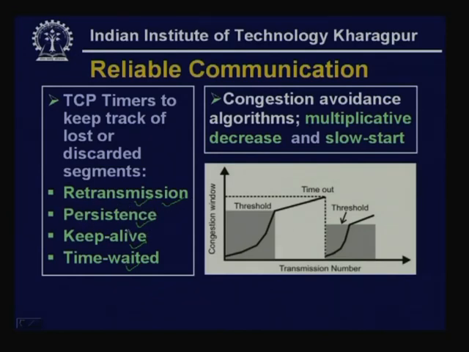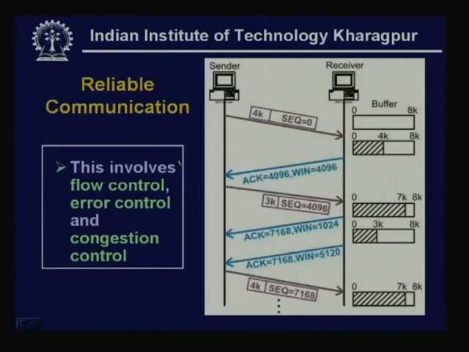Then the persistence timer is used to avoid some kind of deadlock. We have seen this situation. Let us consider it. Say the buffer is now not empty enough, only 1K is available, and a segment has been sent and an acknowledgement has been sent by the receiver. On receiving this, the sender is waiting for an acknowledgement having a higher window size. Another acknowledgement is sent only when this buffer becomes empty, with window size 5190.